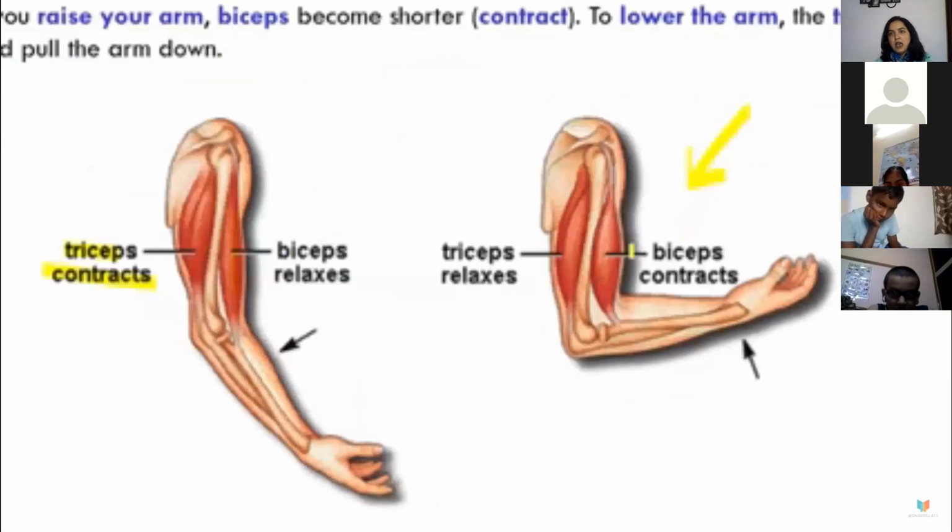Okay? And to lower the arm, the triceps have to pull it down. These are the biceps. You see the picture with the yellow highlighter. They have to be contracted if you are pulling your hand. And here the triceps will stretch. So stretching means they are enlarging. They are relaxing. So the length is a little bit larger.